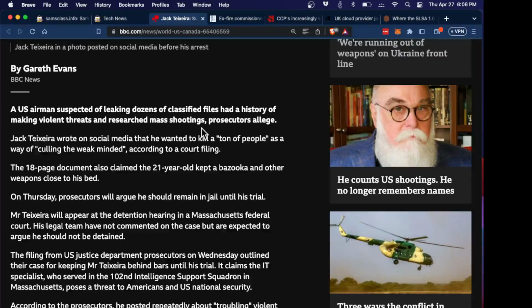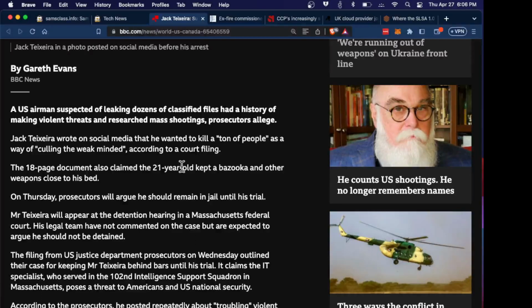He'd been researching mass shootings. He'd been collecting guns and bombs. He'd been making racist plans. And he had serious plans to go commit a mass shooting. So this guy was really messed up. He was not a whistleblower like Bradley Manning or the guy that went to Russia. Those guys were like conscientious objectors and wanted to reveal information.